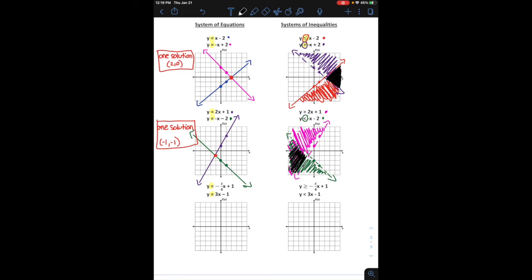So what we're going to do is darken that area to represent that this is the area of all the ordered pairs that are solutions to both of the inequalities. Our answer here is this area of the coordinate plane.